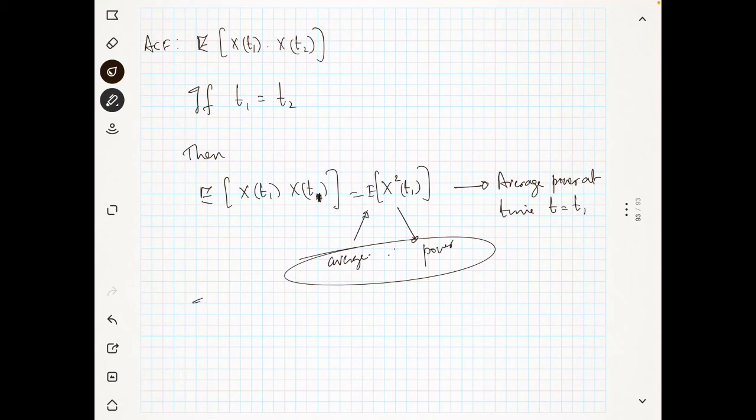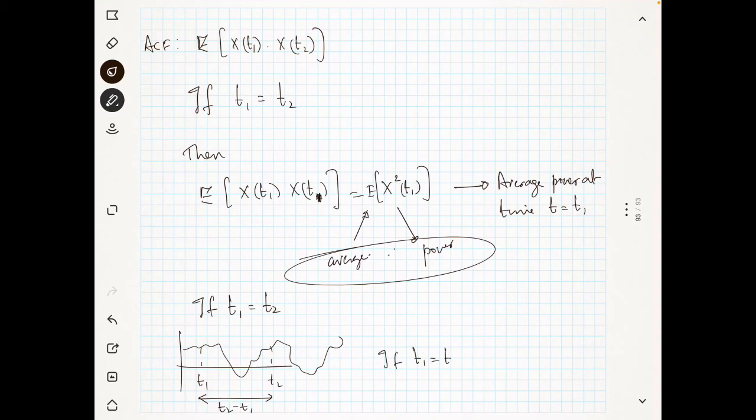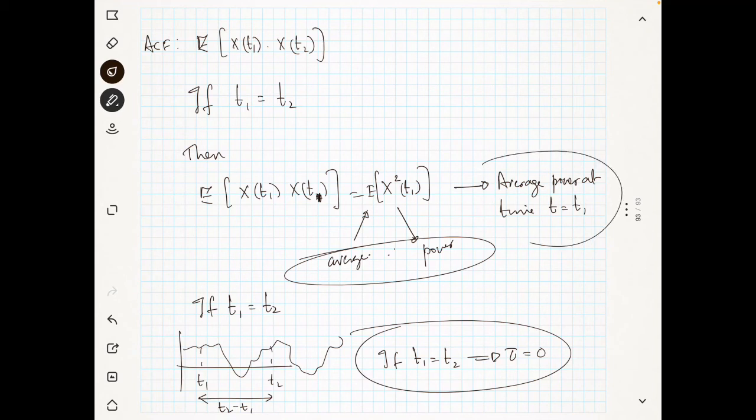So if t1 is equal to t2, that means that you are observing at the same time. So you have a t1 and suppose this is t2, and this difference is t2 minus t1. But if t1 equals t2, then your time difference is 0, right? So if we are observing at the same time instance, you can see here that it is giving you the average power of the signal.